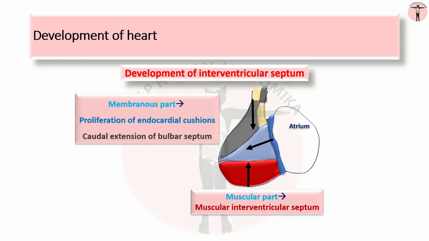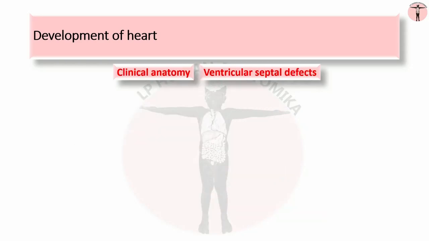We have seen the development of partitioning of the primitive heart tube until now, and what they develop into and how they develop. Now coming to the clinical aspects of the development of the arterial end of the heart tube.